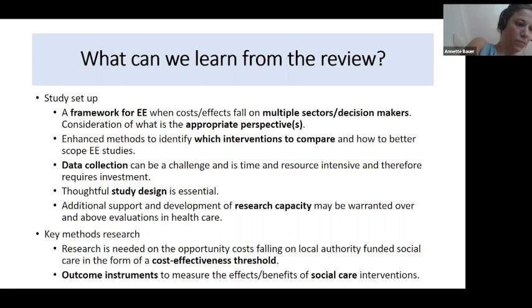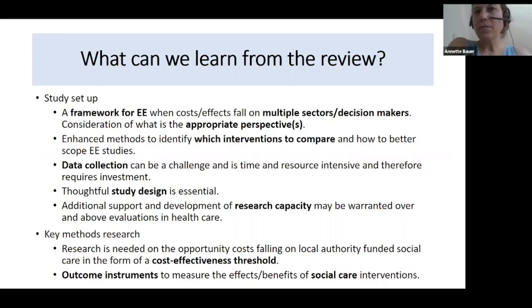So it's really important to be explicit as an analyst and make it clear what sectors you're covering, who the evaluation is for, which stakeholders, as this will impact the perspective taken and the resource use and costs covered. Secondly, in terms of setup, it was really important to look at what interventions were compared, and perhaps there's a role within academia to look at enhanced methods to both scope and identify the appropriate interventions for comparison, because it's not always obvious which intervention should be compared.